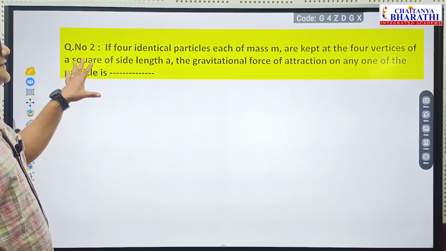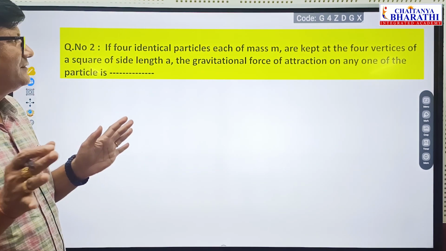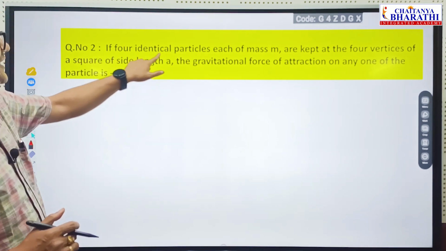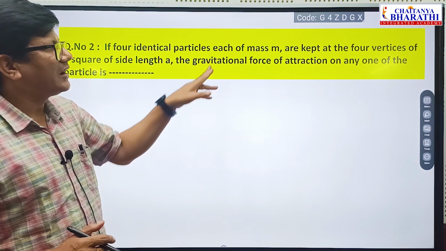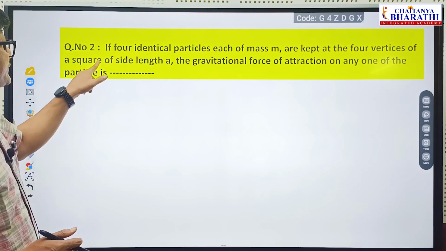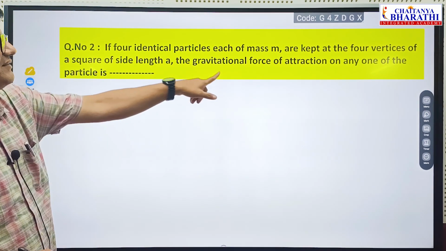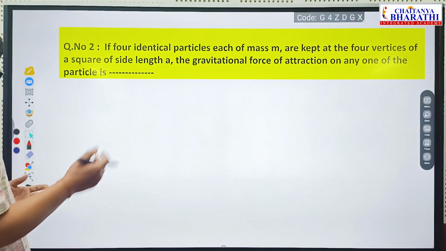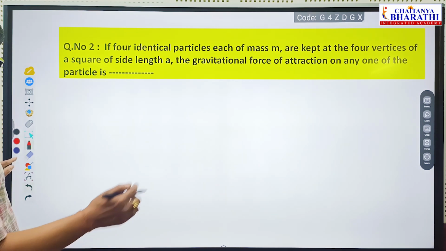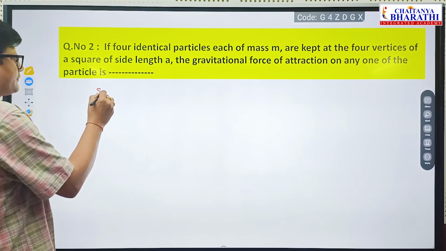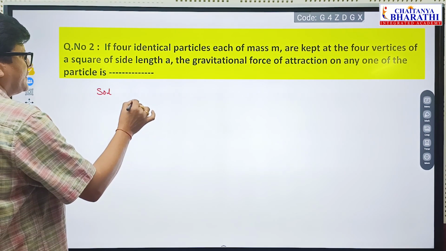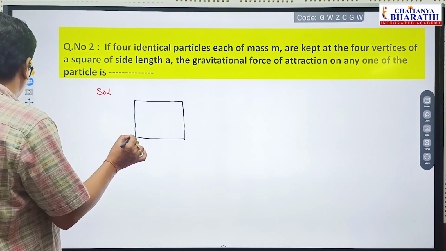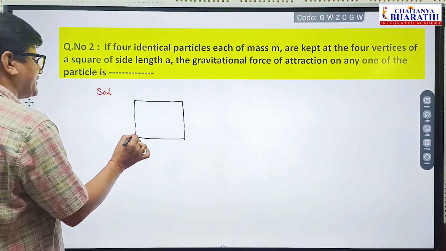Now if you see this second question, you can pause the video and solve this easily. Here, four identical particles, each of mass m, are kept at the four vertices of a square of side length a. The gravitational force of attraction on any one of the particles is. It's a simple question, so we can solve this easily. These questions come in JEE these days, and in NEET also.